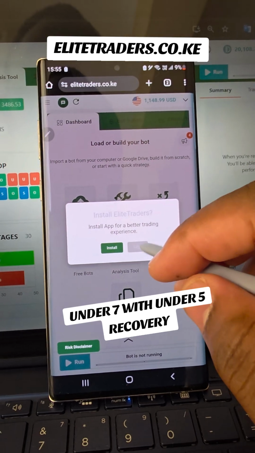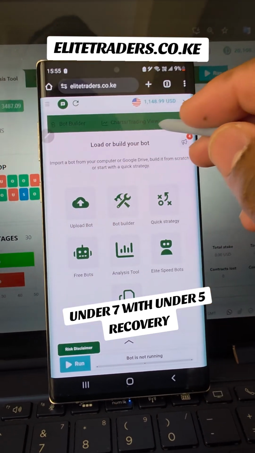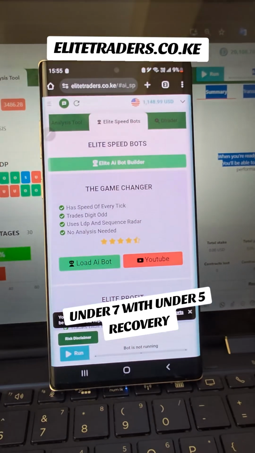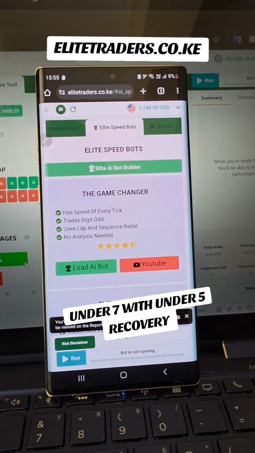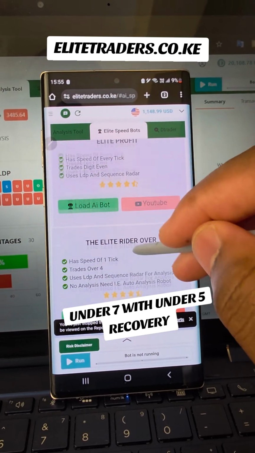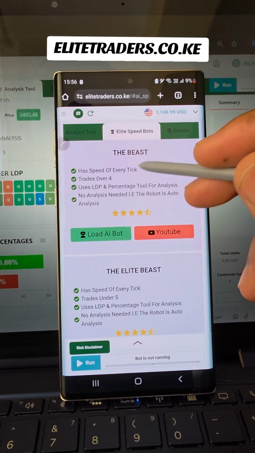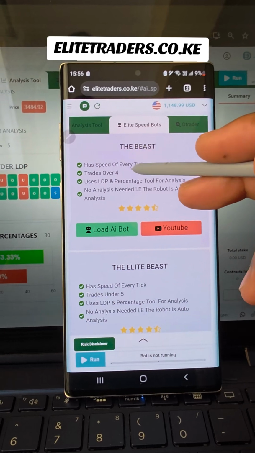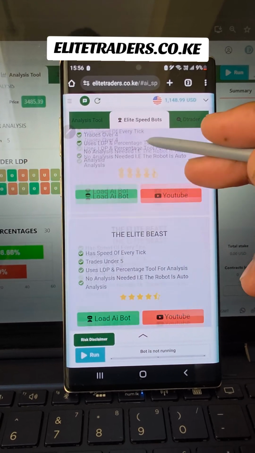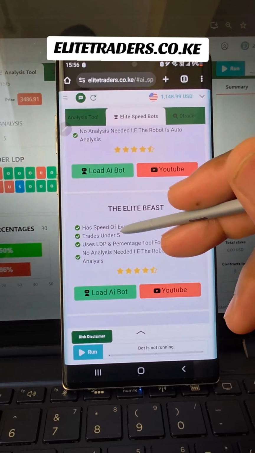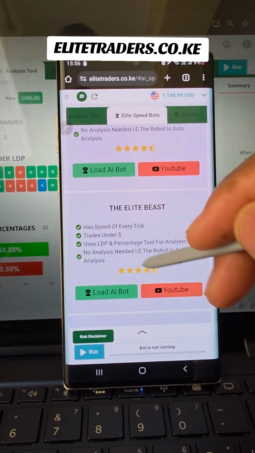So I want us to trade over unders, and for that case we'll work with a speed robot. There are two speed robots that you can use to trade over unders. The performance is amazing. You have, for example, the Beast, which trades over 2, recovery over 4. You also have the Air Beast, which trades under 7, recovery under 5. The two robots are auto analysis.